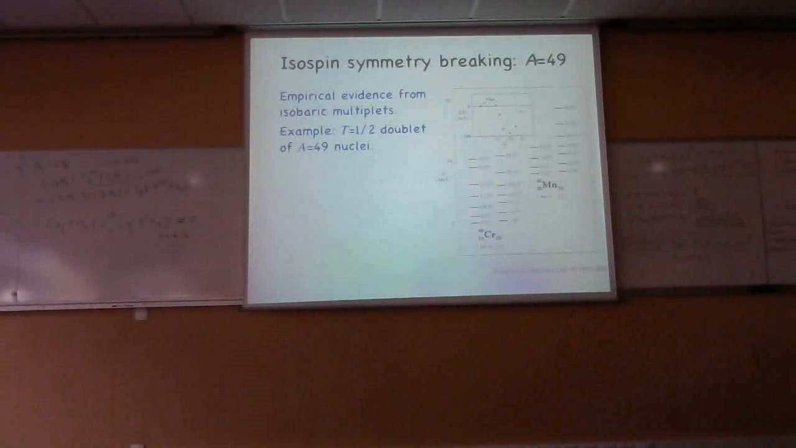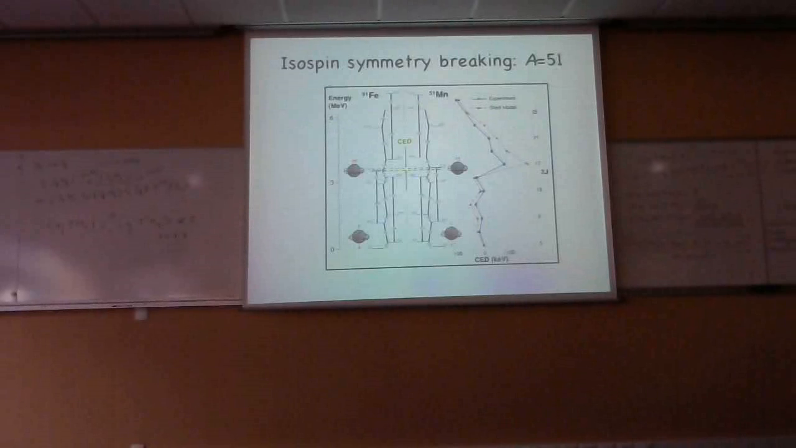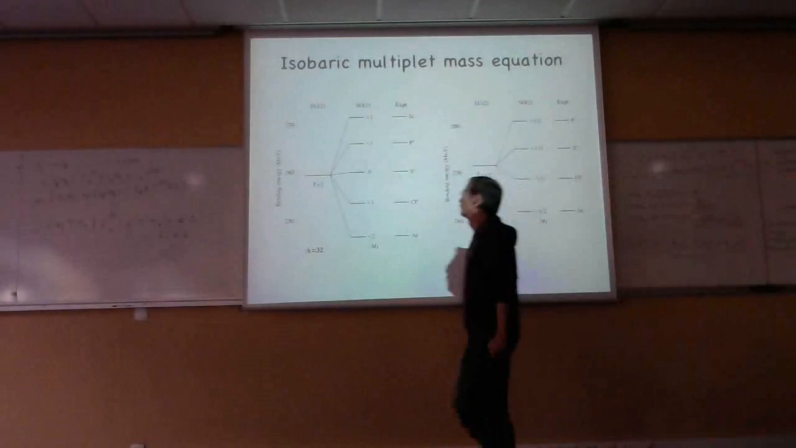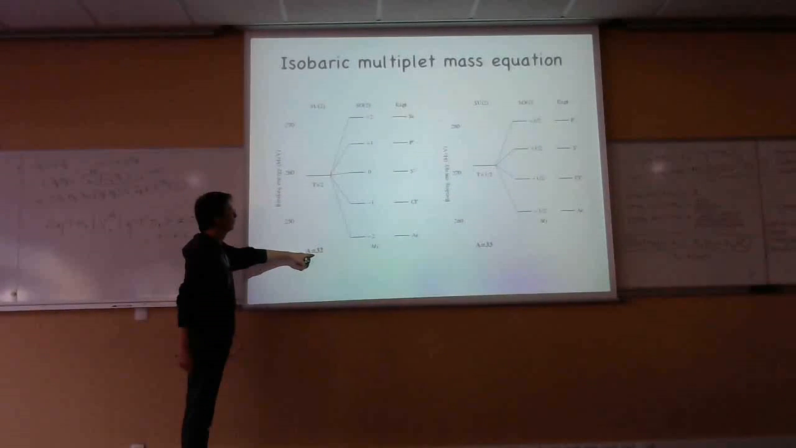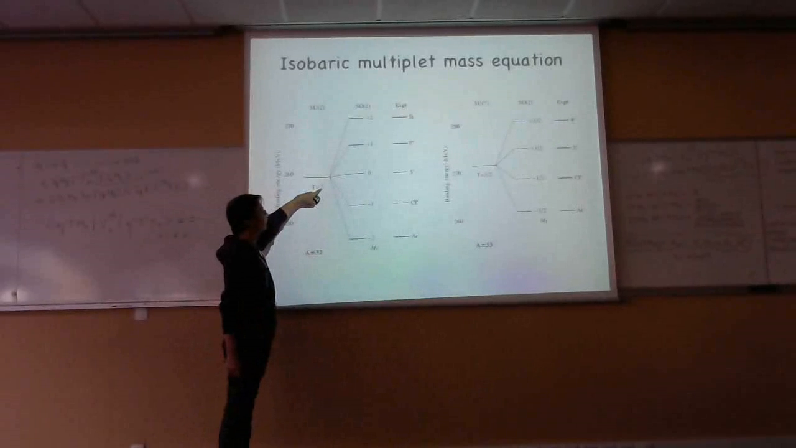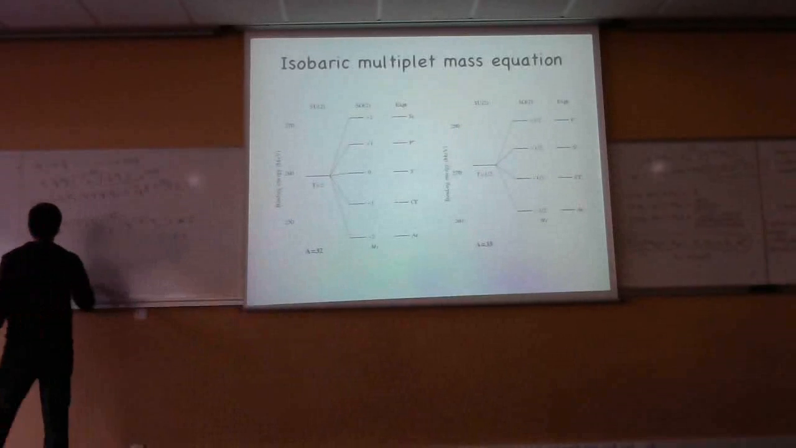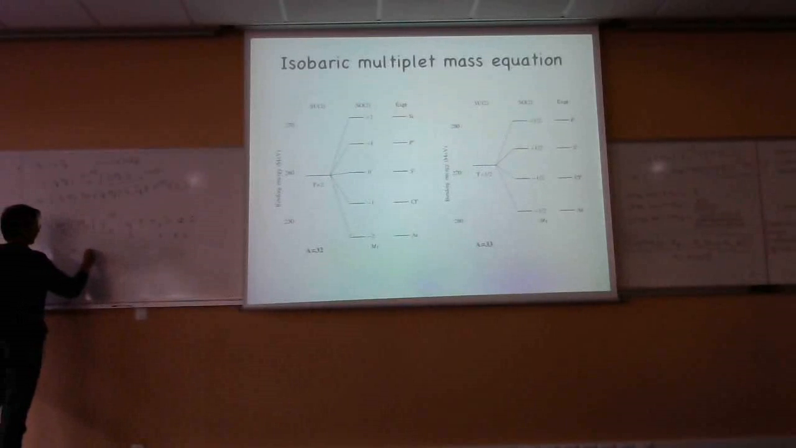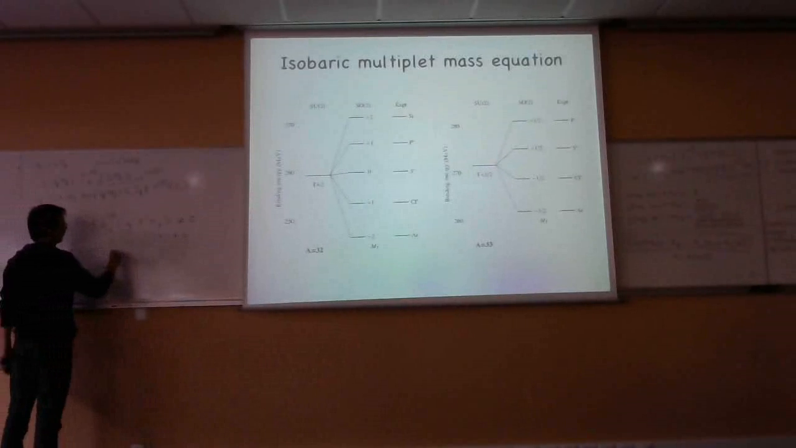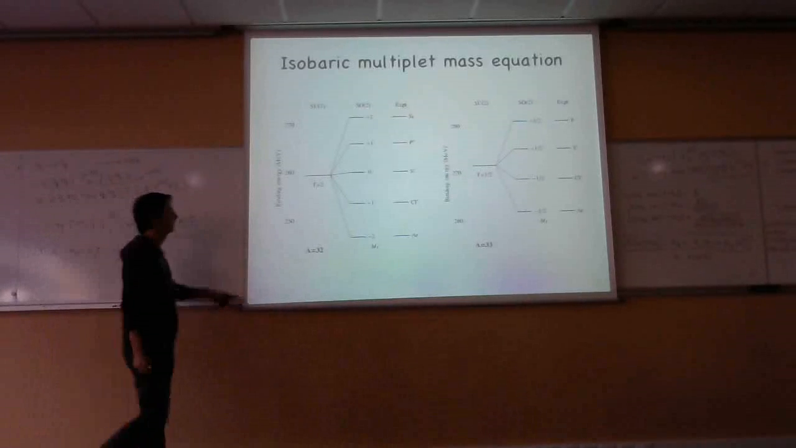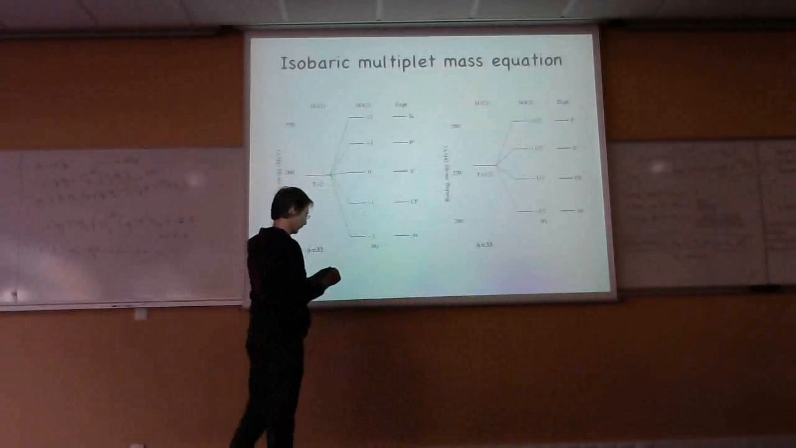But let me come to an example of a multiplet, an isobaric multiplet. This was a doublet; this is a multiplet. This is A equals 32, and this is a quintuplet, so T equals 2, okay? MT, or N minus Z over 2, goes from minus 2 to plus 2. So you have 5 nuclei in the quintuplet, and they are here.